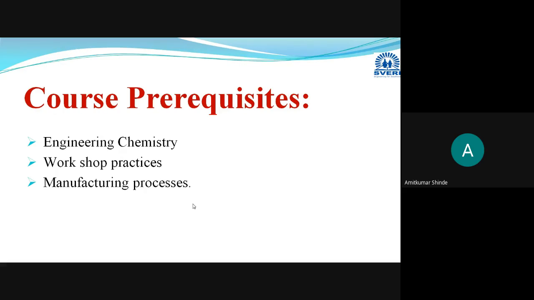Then what are the prerequisites? These are the prerequisites to understand this chapter. It will involve engineering chemistry, then workshop practices, then some manufacturing processes. A reference will be there. Largely, it is based only on engineering chemistry.